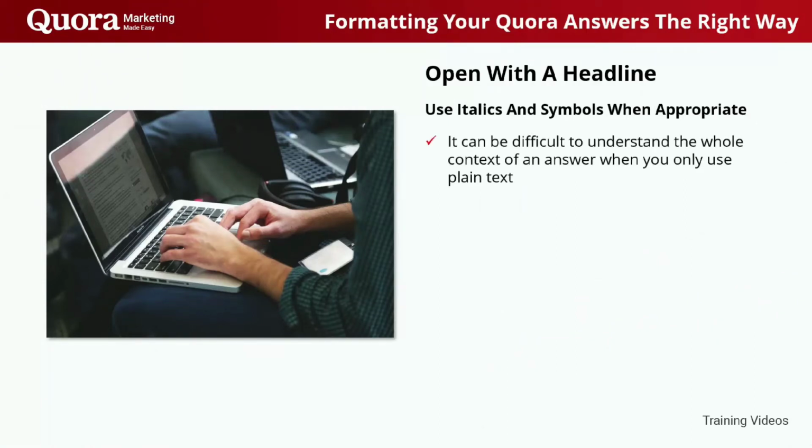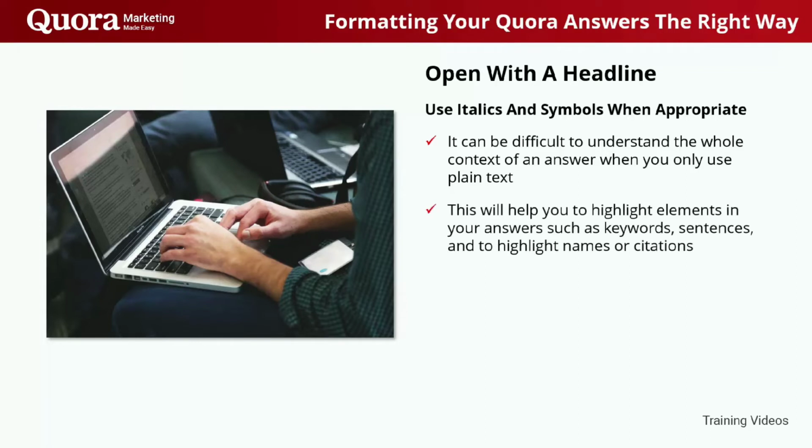Use italics and symbols when appropriate. It can be difficult to understand the whole context of an answer when you only use plain text. Because of this, it is necessary that you use italics and symbols such as quotes when appropriate. This will help you to highlight elements in your answer such as keywords, sentences, and to highlight names or citations.